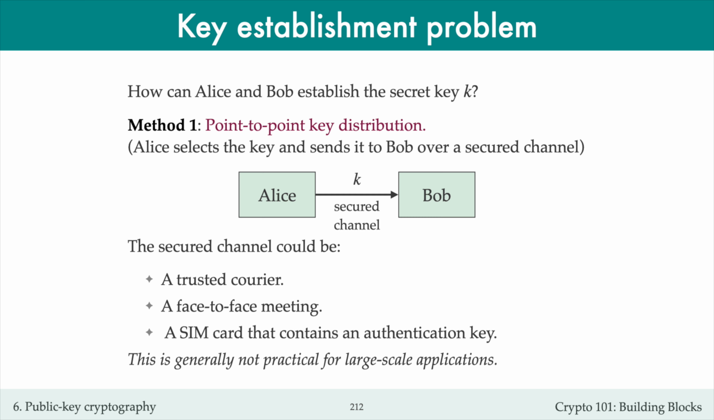In practice, the secured channel might be a trusted courier, a face-to-face meeting, or maybe the process of delivering and installing a SIM card that contains an authentication key into Alice's device. In general, these methods are not practical for large-scale applications. However, they do work in some scenarios, such as the GSM setting.